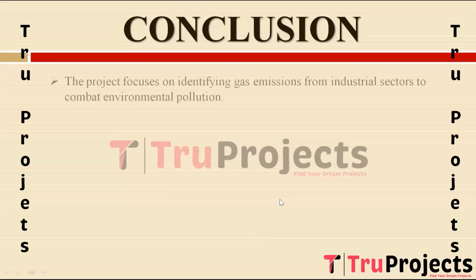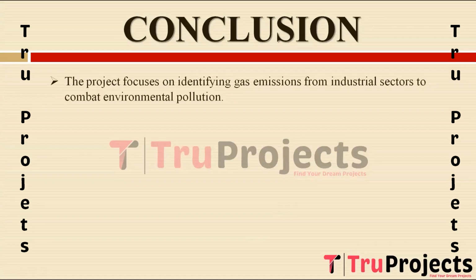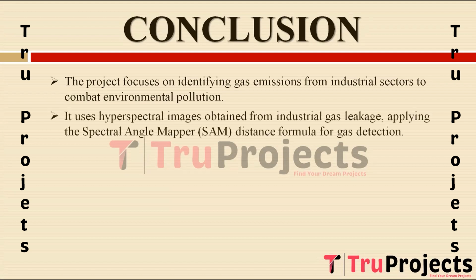The conclusion of the project is, the primary goal of the project is to address environmental pollution by identifying and quantifying gas emissions from industrial sectors. Industrial gas emissions can harm the environment, and this project focuses to help combat such pollution. The project leverages hyperspectral images captured from industrial gas leakage scenarios. It employs the spectral angle mapper (SAM) distance formula, which calculates the spectral similarity between these images and a database of known gas spectral signatures.